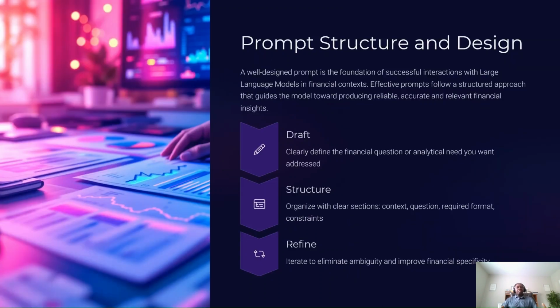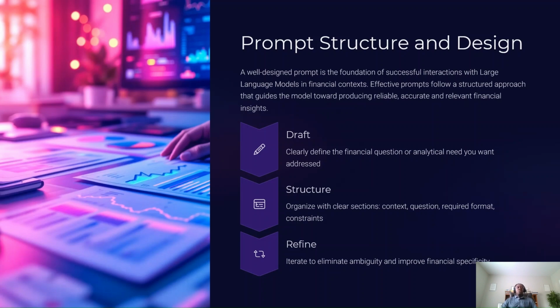All right. Now, the basics of prompt engineering is on the structure and the design of your prompt. First of all, what you need to do is to draft your prompt. Clearly define the financial question or analytical need you want to be addressed by the large language model. Now, once you come up with the draft, structure it, organize it with clear sections: give the context, give the question and also the required format. Do you want it as a CSV file? Do you want it as an Excel file? Do you want it as a JSON file or whatever format that you might think of?